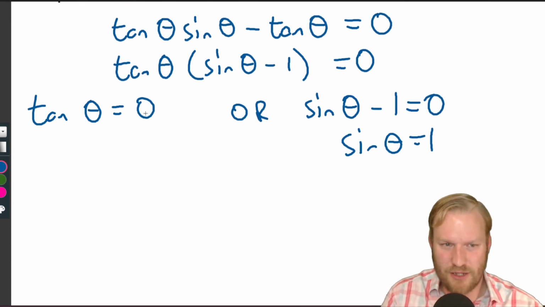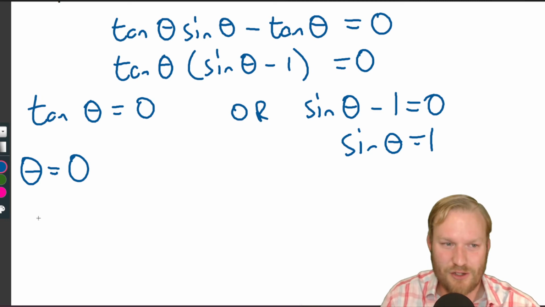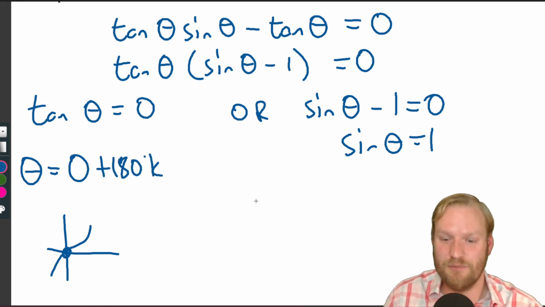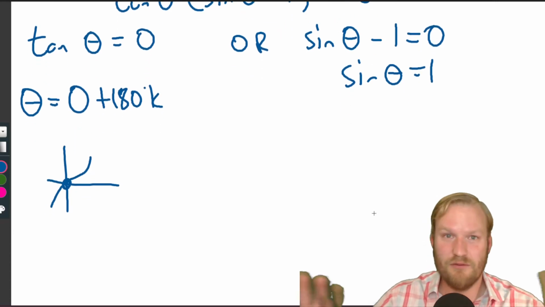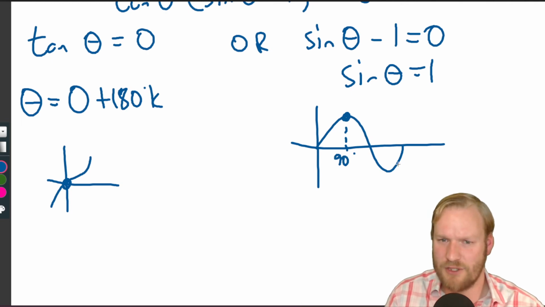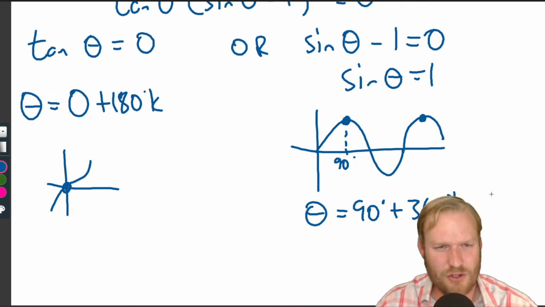So if tan theta equals 0, theta could be 0. No need to do any shift tan nonsense here. Just go back and think, your graph looks like that. There's your answer. And the tan graph repeats itself every 180 degrees. For sine theta equals 1, again, no shift sine stuff. Just think, what does your sine graph look like? Well, sine theta is 1 over there at 90 degrees. And the next time it's going to be 1 is 360 degrees later. So theta equals 90 degrees, and that's going to repeat every 360. Okay, so two slightly different things.